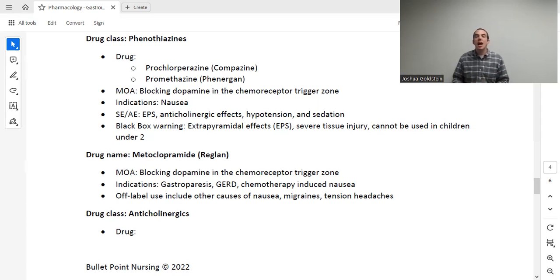So what drugs are we talking about? Prochlorperazine, promethazine, that's Compazine, Phenergan. I think Phenergan is probably much more used today than Compazine is. How does this work? This works by blocking dopamine in the CTZ, chemoreceptor trigger zone.